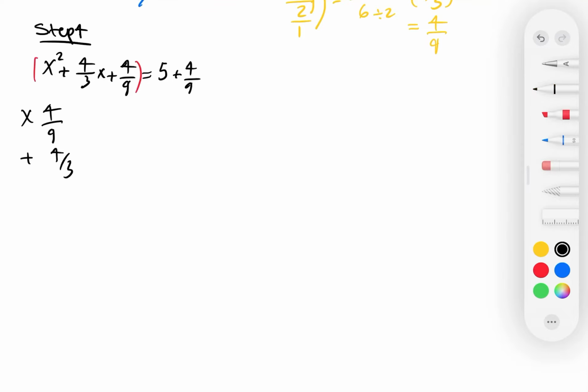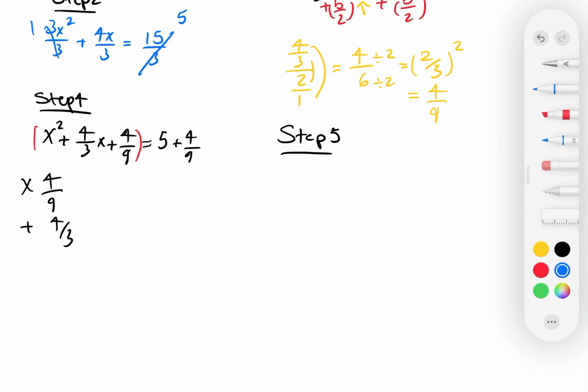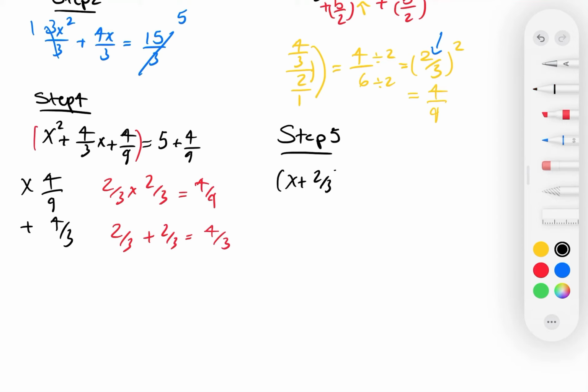So you can either do that, or you can just take a look at a step before this, which was step 3, and the number that you squared before would make the left-hand side a perfect square. In fact, 2 over 3 times 2 over 3 would give you 4 over 9, and 2 over 3 plus 2 over 3 would give you 4 over 3. So the perfect square is x plus 2 over 3 raised to the power of 2 is equal to 4 over 9. 4 over 9 plus 5, my bad.